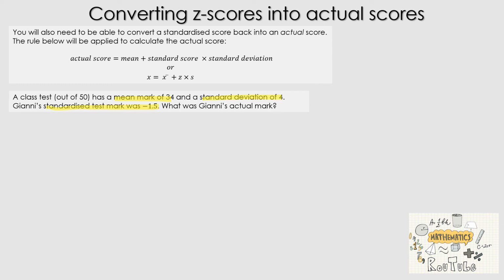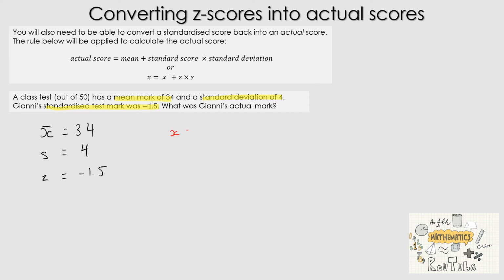The first thing we're going to do is write down what we know. First of all, x bar, which is the mean, is 34. The standard deviation is equal to 4. And the z-score, the standard score, is negative 1.5. Now we can use the formula that we've got above to work out Gianni's actual score.